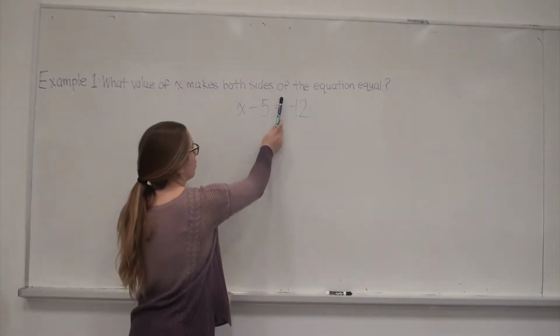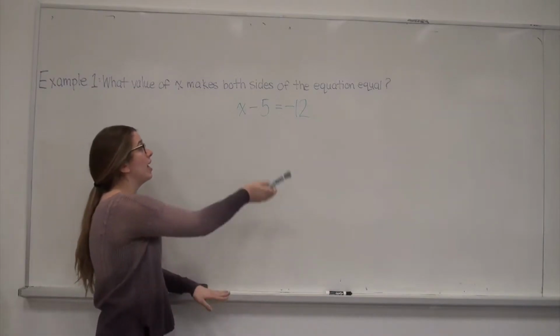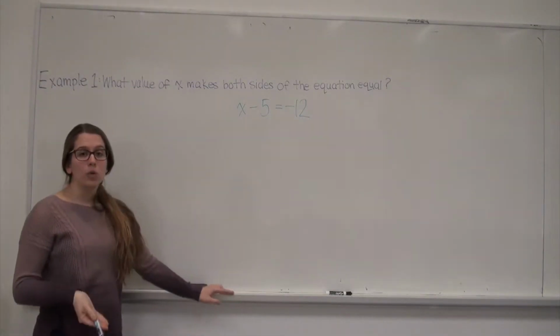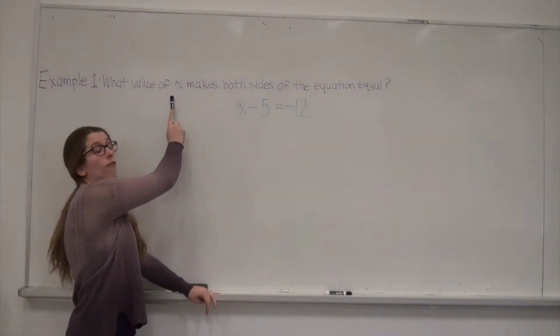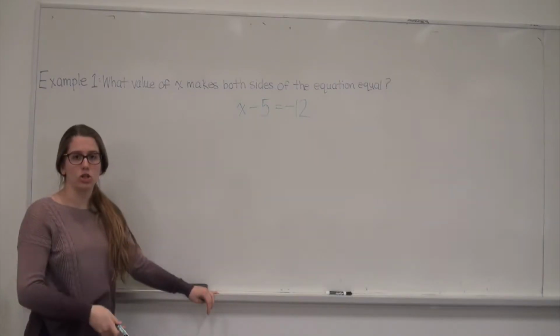Next, we need to look to see what this equal sign is telling us. And what the equal sign tells us is that the left-hand side is equal to the right-hand side at all times. And what we're going to be doing in this equation is isolating for just x to be able to find that value that makes both sides of the equation equal to each other.